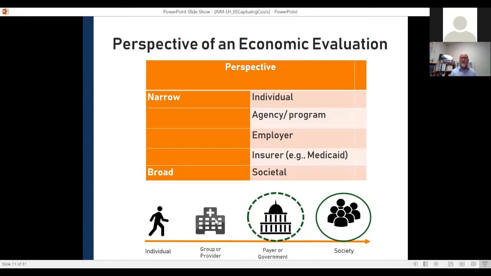It could also be somewhat narrower in terms of a group, or this could be defined as an employer or a provider group in terms of what are their costs, and then what do they see as an outcome in return.